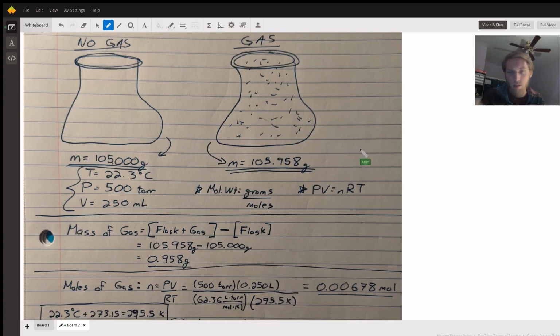It described, and this is all the information that was given, the mass of this flask is 105 grams exactly. And then when we added gas to it, the mass of the flask went up to 105.958 grams. Gave us a temperature of 22.3 degrees Celsius. The pressure of the gas is 500 torr, and the size of this flask is 250 milliliters. And now we just discussed that molecular weight is grams per mole, and this is the key to getting this problem. Also, we're going to need to use the ideal gas law.